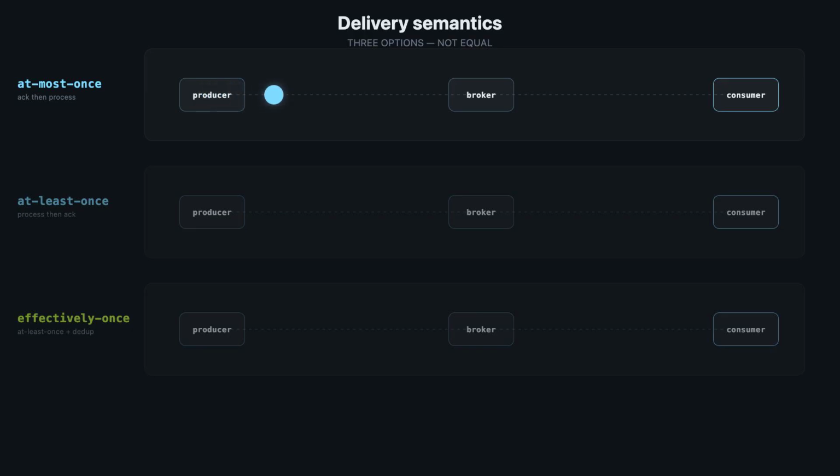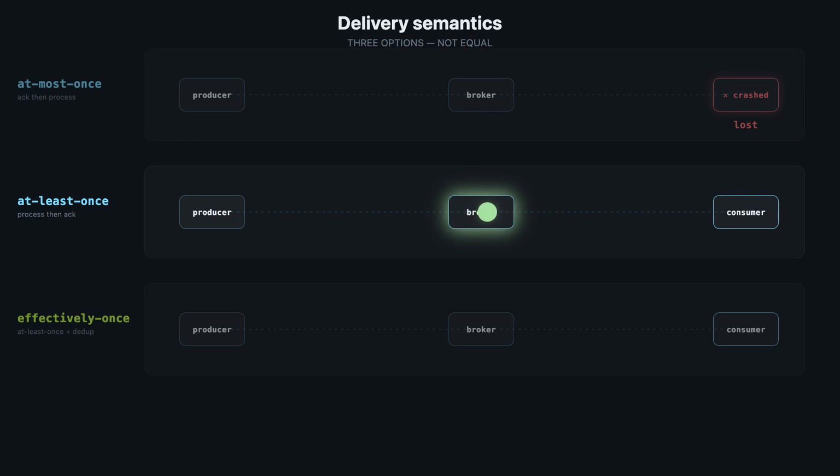At most once. The consumer acts immediately, then processes. If it crashes mid-process, the message is just gone. Fast, simple, sometimes wrong. At least once. The consumer processes first, then acts. If it crashes after processing but before acting, the broker redelivers. The work runs twice. Nothing is lost, but some things happen more than once.